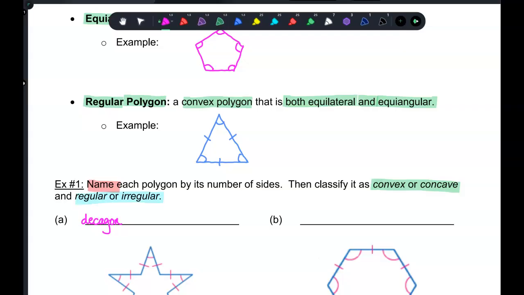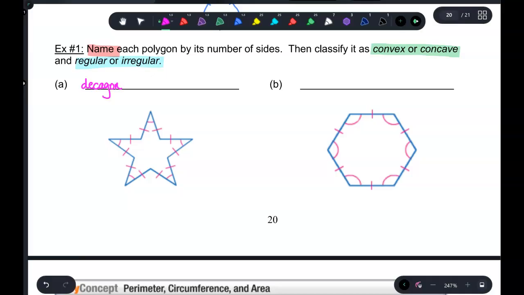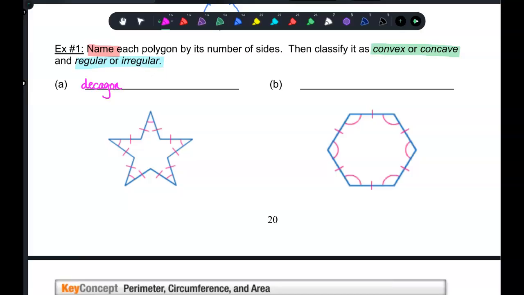Like we look at this and we're like, oh, that's a really pretty star. It looks like a regular star. But it's not, is it? What's the problem? It's concave. Right away we see how it caves inward here. And therefore, if it's concave, it is irregular, because you see how the lines point inward.